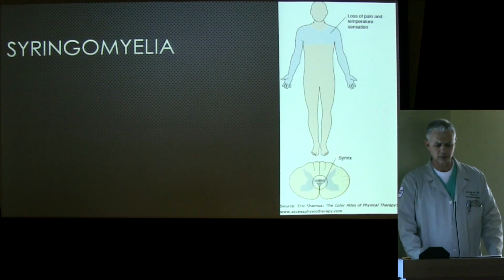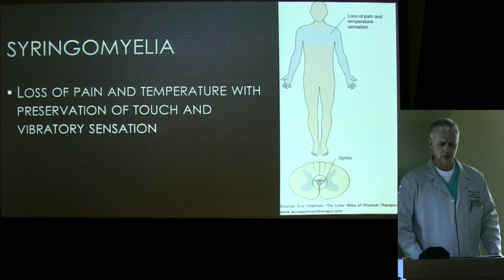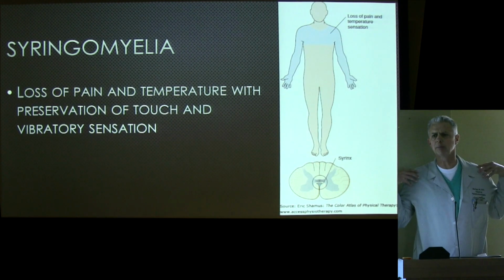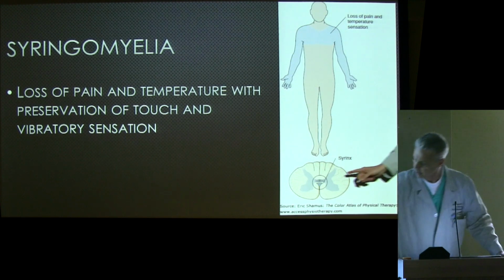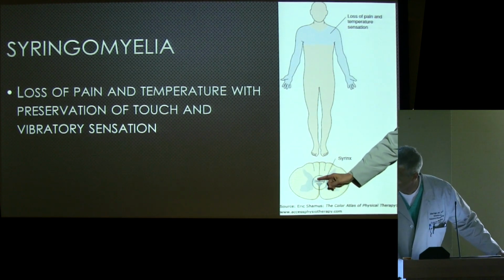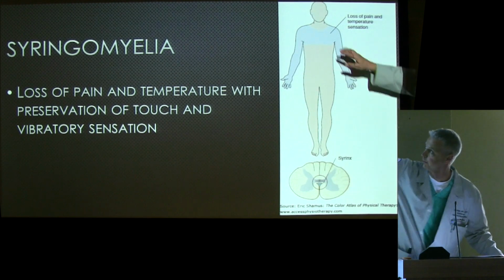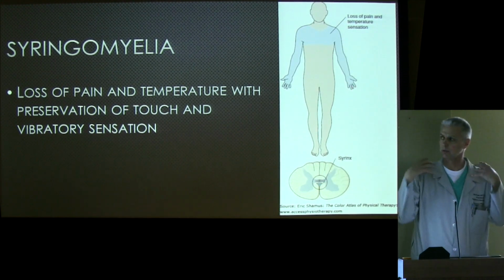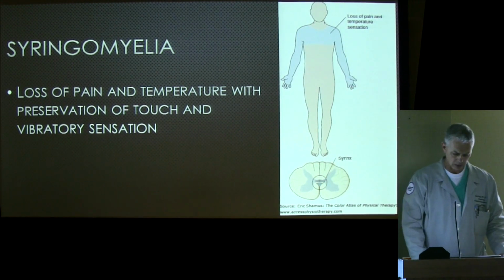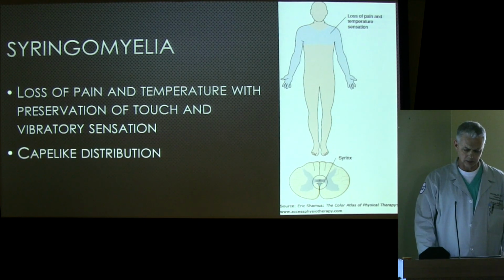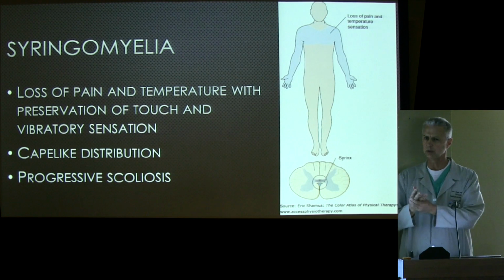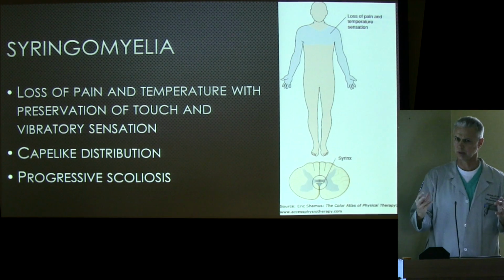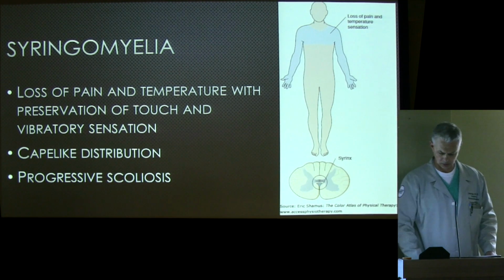So how do you know what happens when you have a syrinx? You get a loss of pain and temperature in a cape-like fashion. And that has to do with the fluid expanding, affecting the cross-section of the spinal cord where the pain and temperature fibers come out, and gives us cape-like formation. And then progressive scoliosis, and then wasting of the hands. Wasting of the hands is often something that happens as this advances untreated.